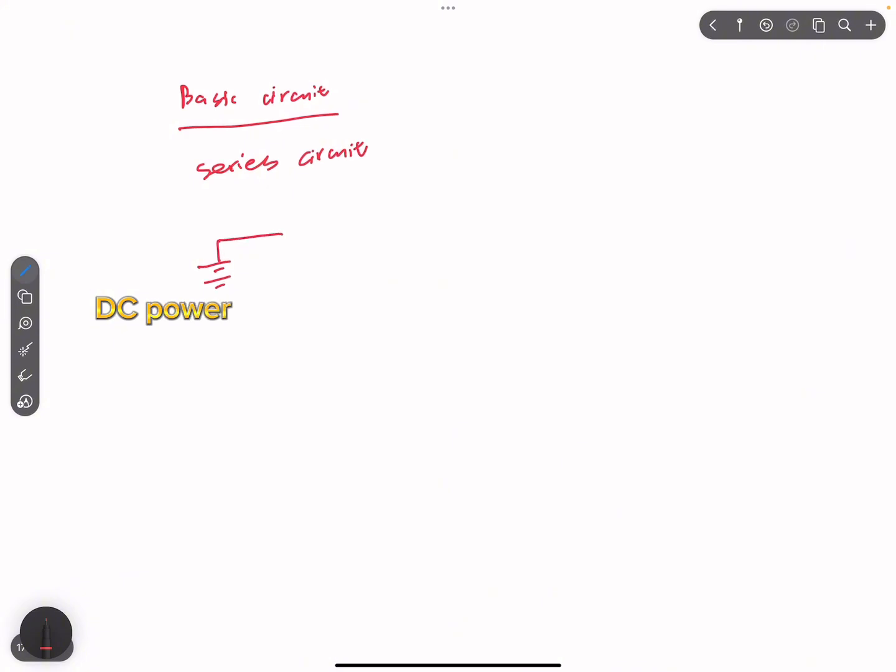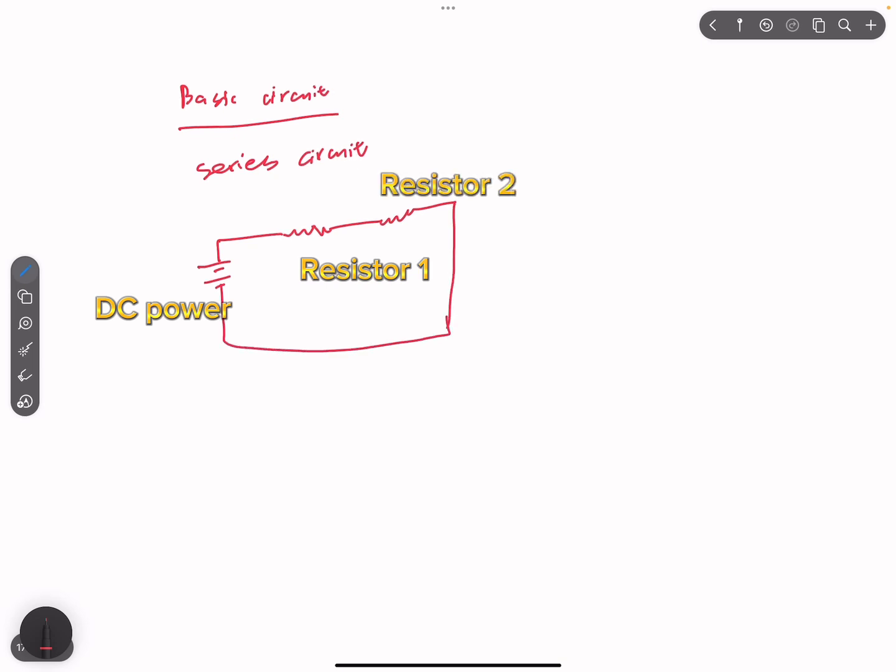In this video, I'm going to do a basic circuit analysis. When I say basic, it's basically a series circuit. So we have a power supply here. We have one resistor, we have another resistor, and then go back to common. Let's say this is E, this is R1, this is R2.